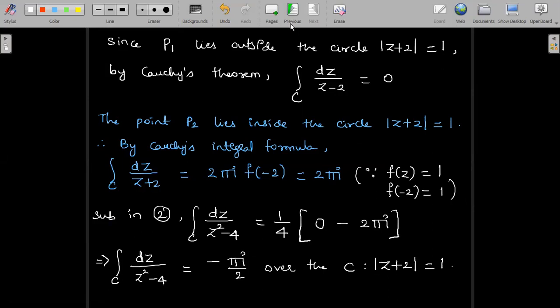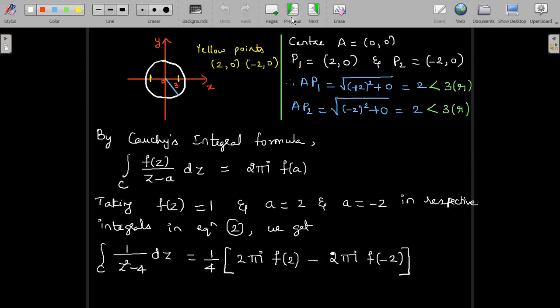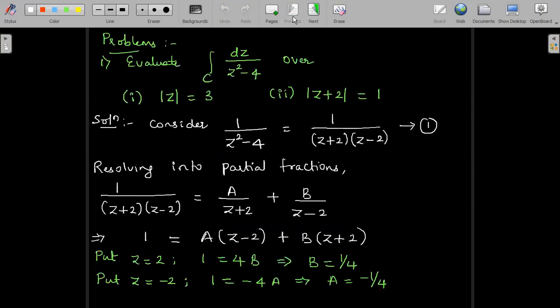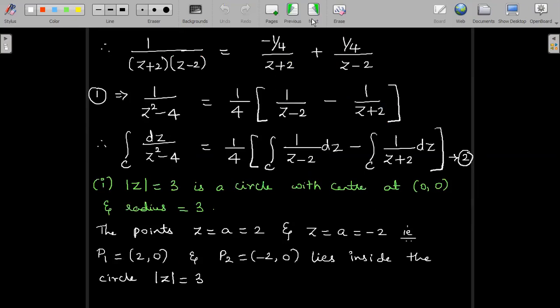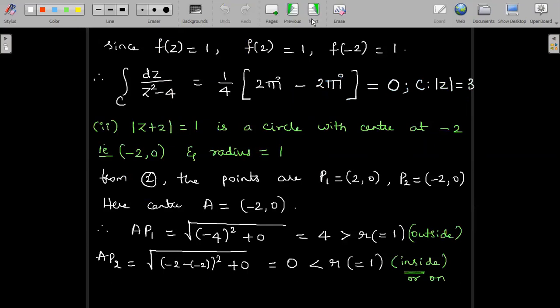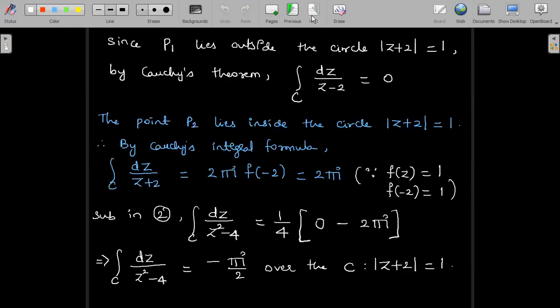So this was the solution for the first problem that I took. In this first problem itself, I took up two different cases, wherein mod z is equal to 3 and mod z plus 2 is equal to 1. In both these cases, it is very clear how to apply the method for a circle with center at the origin, and for another problem wherein the circle has a center at a different point, say (-2, 0) in this problem. This is the solution for the first one.